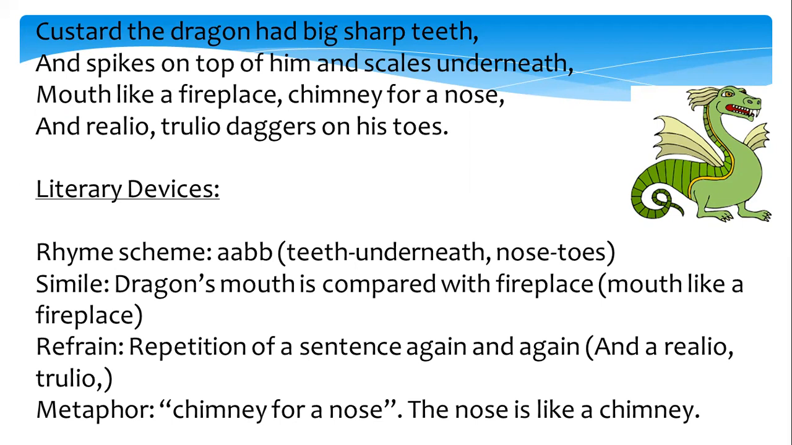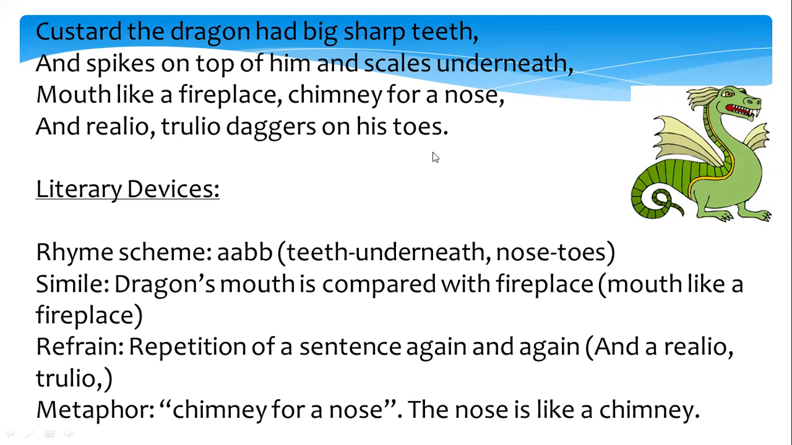So here, let's find out the rhyme scheme. Teeth rhymes with underneath. So the rhyme scheme here is AA, and nose rhymes with toes, so BB.